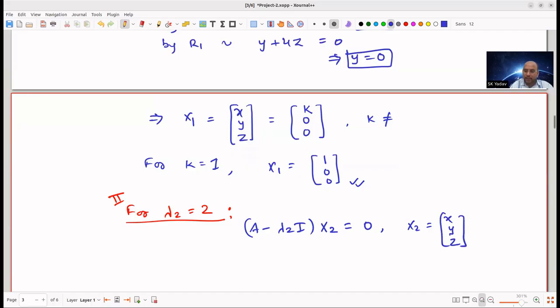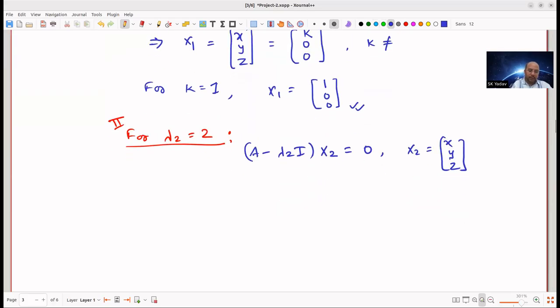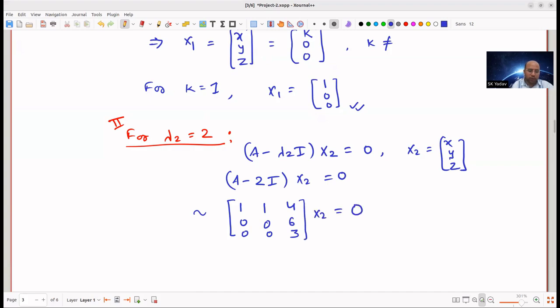So let us write the matrix here. What will be the matrix? I can easily write this will be A minus 2I equal to 0. So this will reduce to a matrix which is 1, 1, 4, then 0, and here I have 2 minus 2 is 0, and then 6 here, then 0, 0, 5 minus 2 is 3 here, and x2 is equal to 0 matrix.